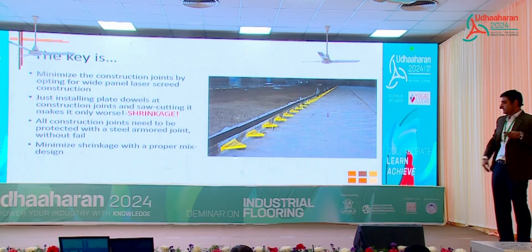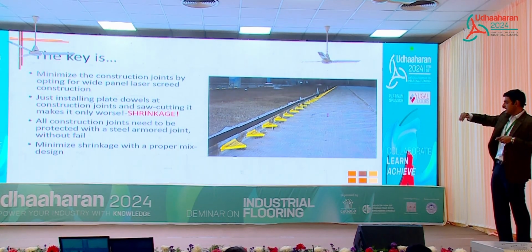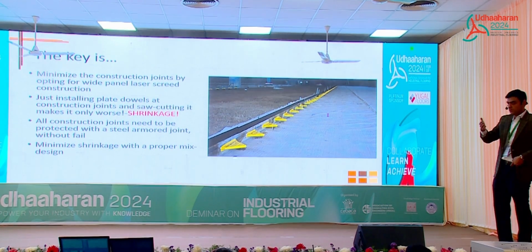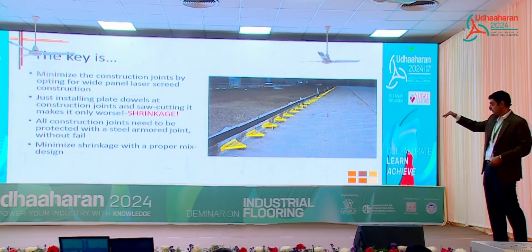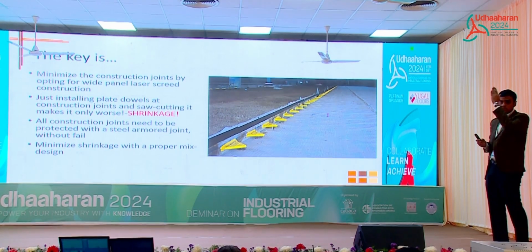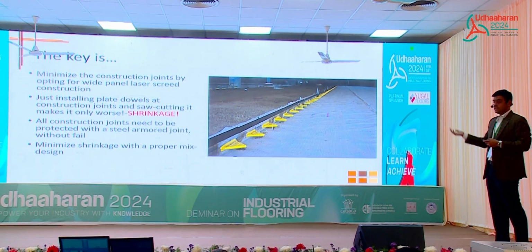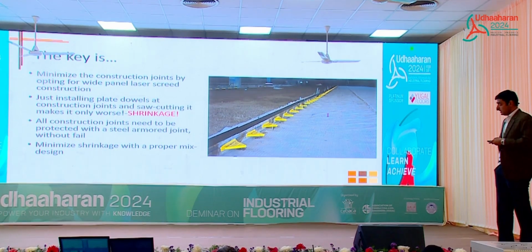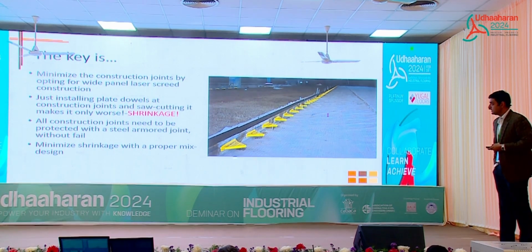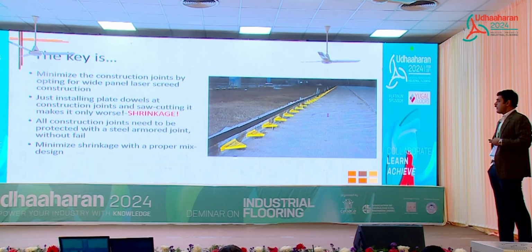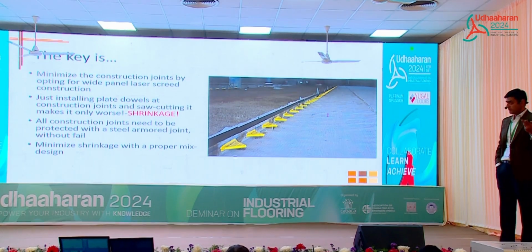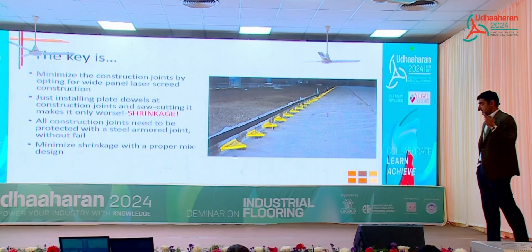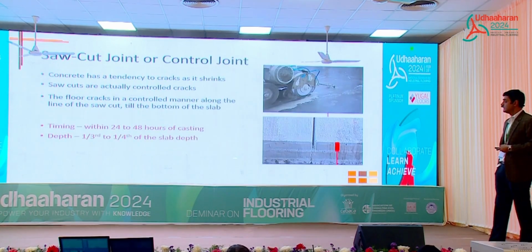What you should never do is just install dowels, put your formwork and not armor it. Because a very common way of doing it is you fix plate dowels, put your shuttering, next day remove the shuttering and cut a groove on top of that line. There is a very, very high chance that it's going to deteriorate. This is something that you should avoid. I've said this enough times, with concrete you should minimize shrinkage. So just to summarize, first you minimize the construction joints by using a wide panel system. Second, never just install dowels, use armored joints, and then minimize shrinkage with a proper mix design.